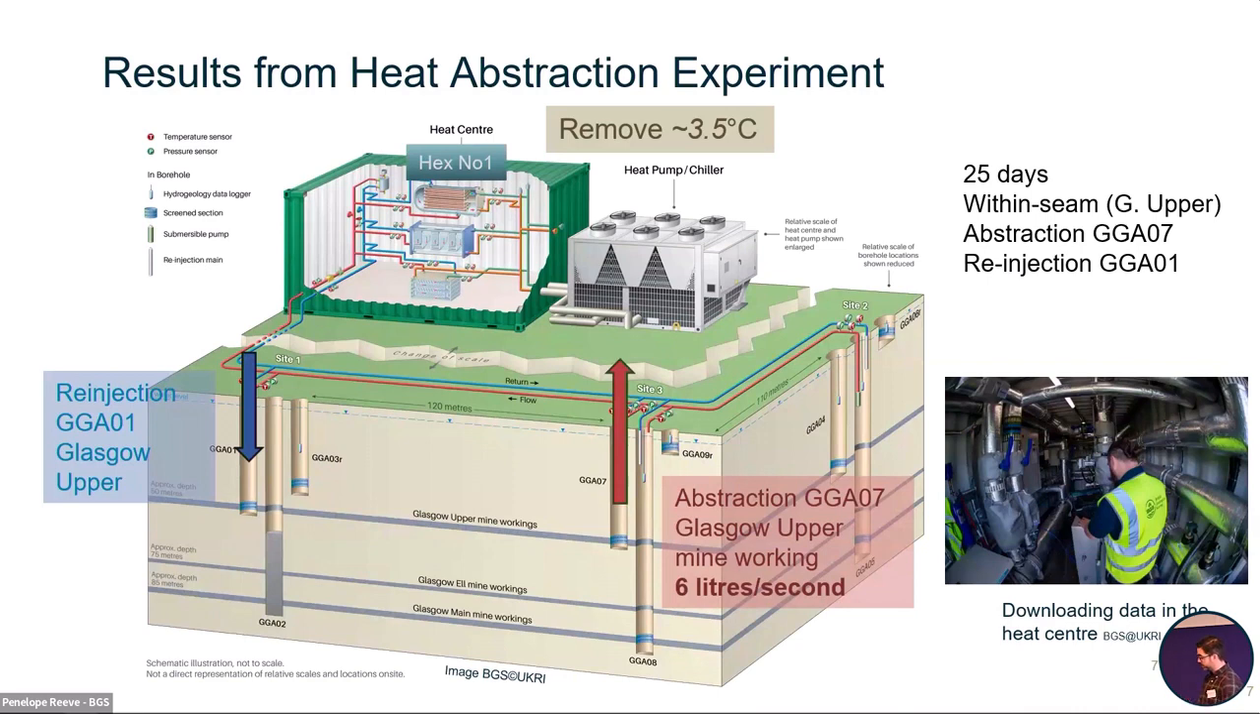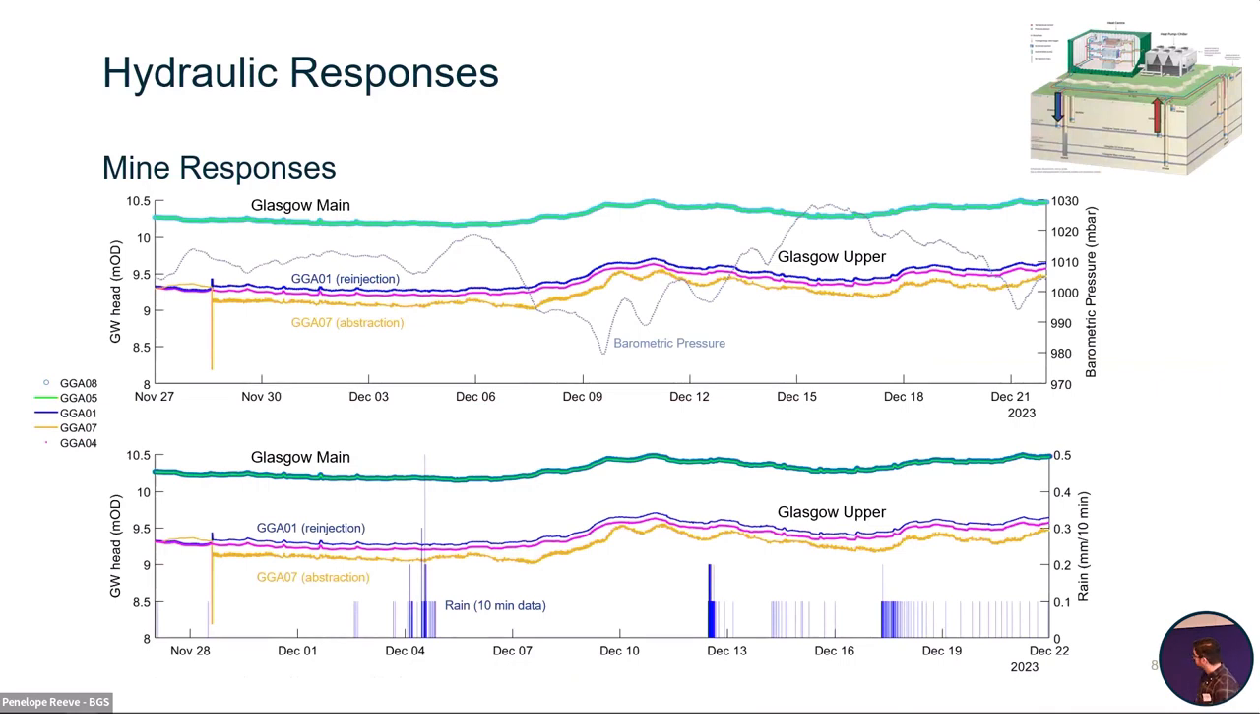So the objective here, this is not the typical configuration for a mine water commercial scheme, is to create a thermal plume to try to better understand the system, like a thermal tracer test. These are some of the hydraulic responses in the mine working boreholes.